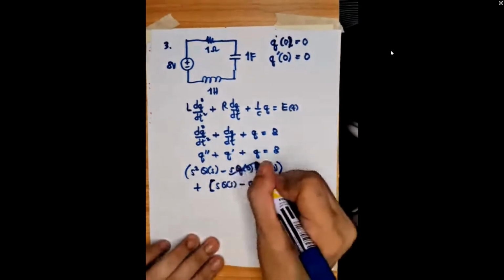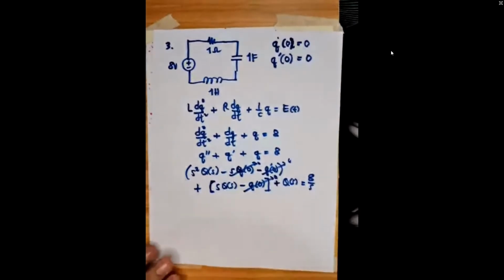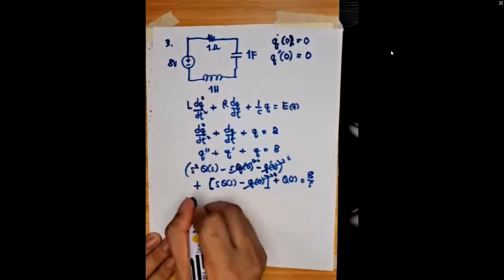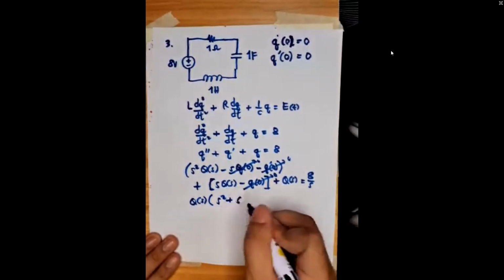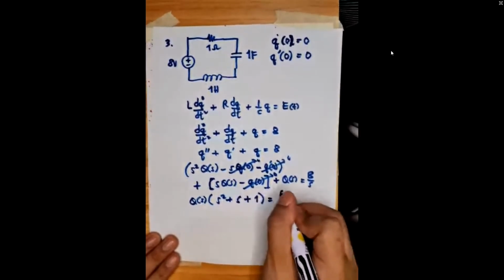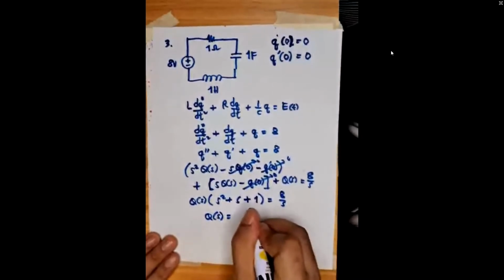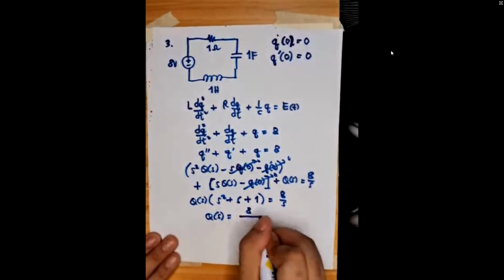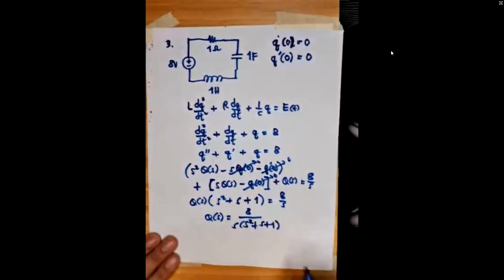Okay, so this is 0, 0, and this is also 0. So we'll have, let's factor out Q of s. So that is (s squared plus s plus 1) times Q of s is equal to 8 over s. So Q of s is equal to 8 over s times (s squared plus s plus 1).